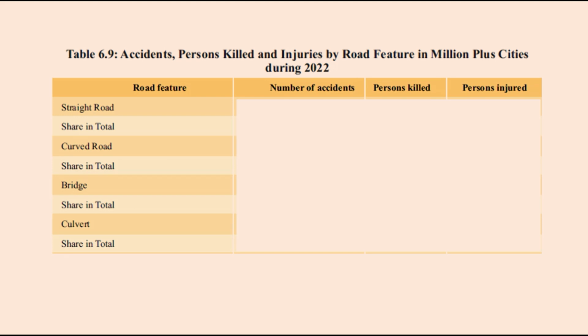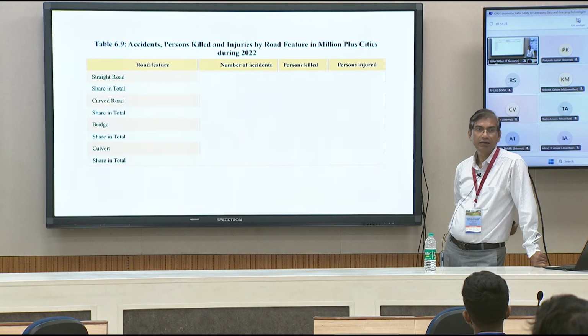Now, among all these road geometries, like a straight road, a curved road, bridge, culvert, where do you think accidents will mostly happen? Straight road. Straight road. Anybody else?